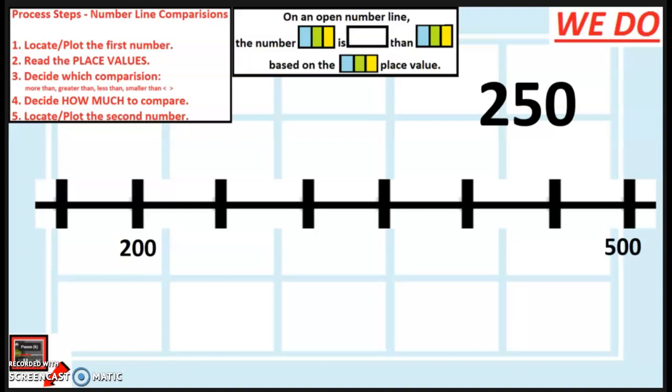What I want you to do is go ahead and at home, locate and plot your first number we've done together. I want you to read those place values and then decide how you want to do the comparison, decide how much you want to compare by, and then go ahead and plot the rest of your numbers on your number line right here, and then circle when you get to 250. Where should it be? Pause this video and then we'll check together in a minute to see if we all did it correctly.